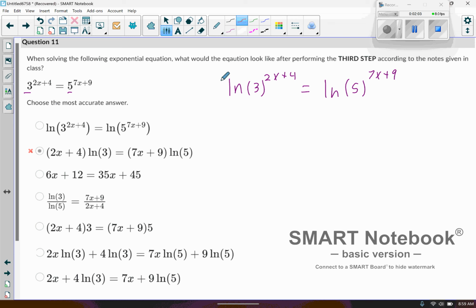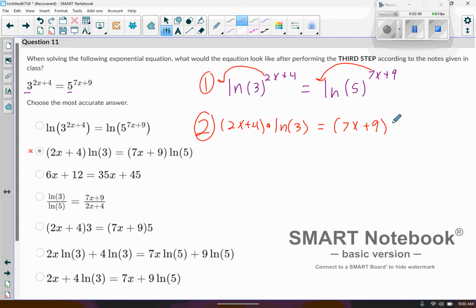So that's step one. Step two would be that the whole reason we take the natural log is so that we can move those exponents to the front. So that'll be my second step. So then I'm going to have 2x plus 4 times the natural log of 3, okay? And then equals, we're going to have 7x plus 9 times the natural log of 5. Okay, so that's step two.